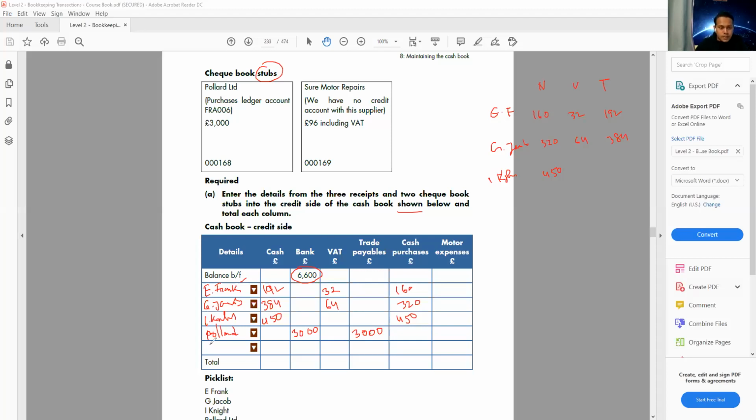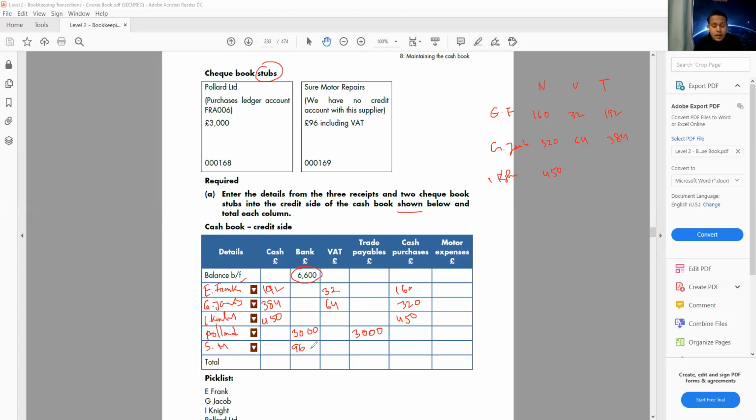Then we have the next one, Sure Motors. Sure Motors, we paid £96 including VAT. So £96, which column am I going to write it in? Bank or cash? Bank column, because it is paid by check. If you paid by check, money will go from the bank. So we'll write it down on the bank column. That is £96.